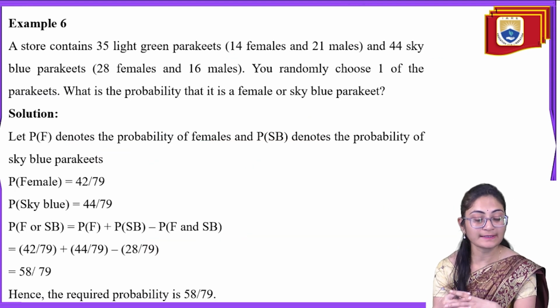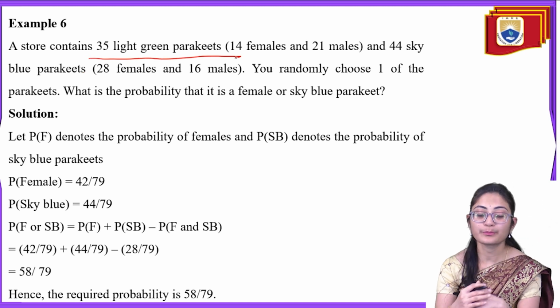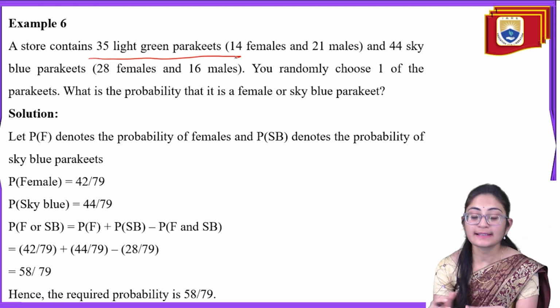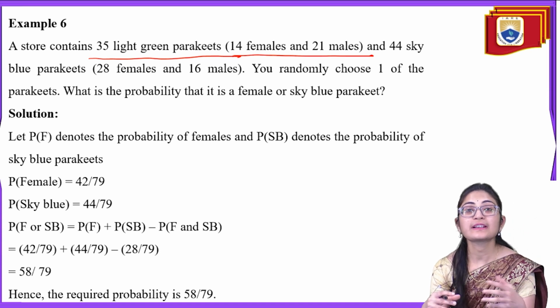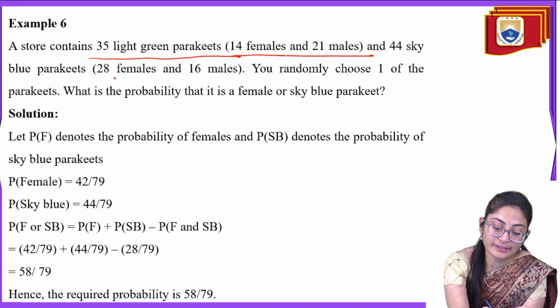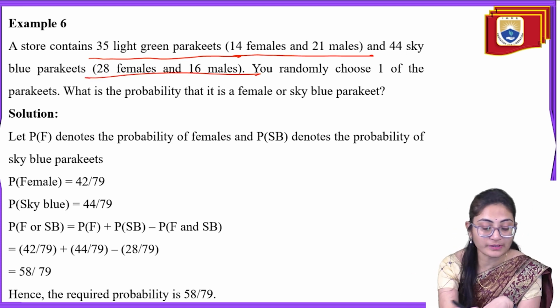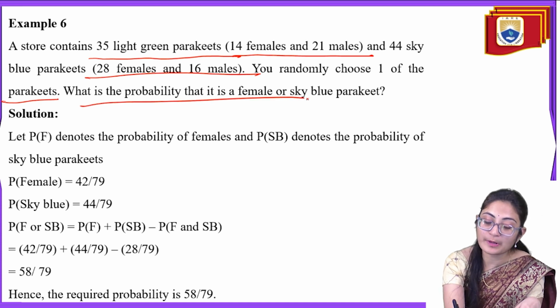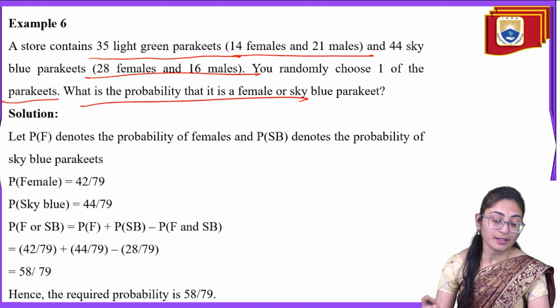Now example 6. A store contains 35 light green parakeets, that means 14 females and 21 males, and 44 sky blue parakeets, 28 females and 16 males. Now you randomly choose one of the parakeets. What is the probability that it is a female or sky blue parakeet?